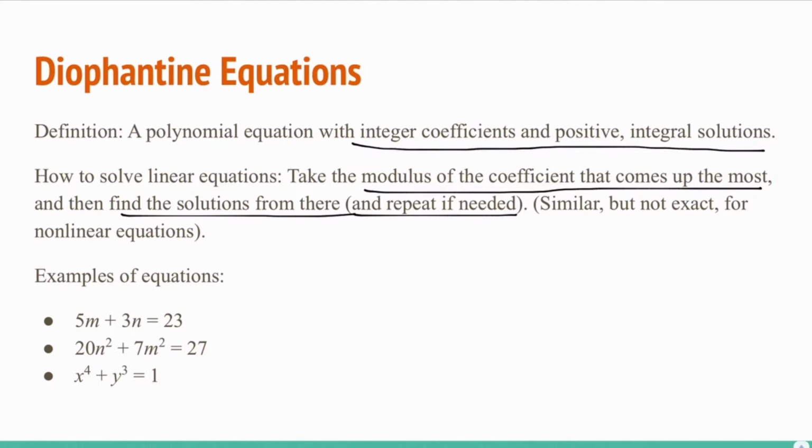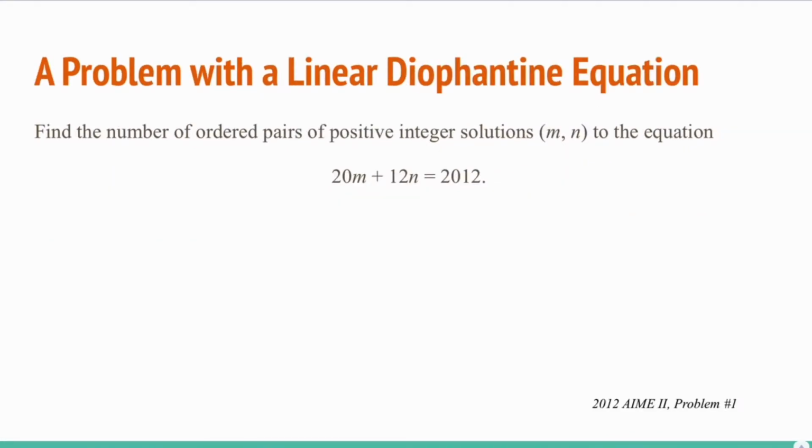Examples of some Diophantine equations are 5m + 3n = 23, 20n² + 7m² = 27, and x⁴ + y³ = 1. Now let's solve a problem that involves a linear Diophantine equation. Find the number of ordered pairs of positive integer solutions (m, n) to the equation 20m + 12n = 2012.